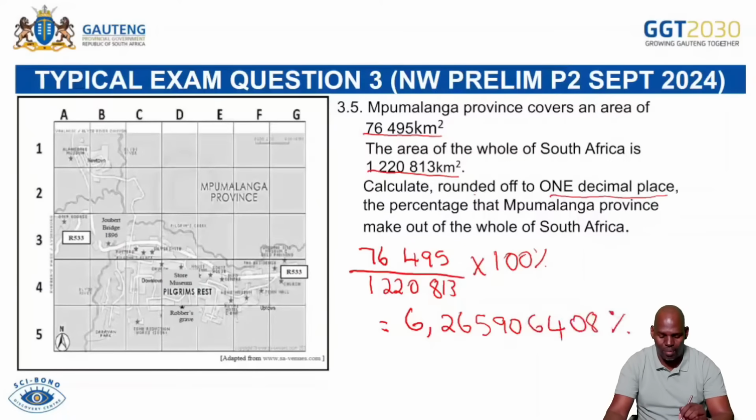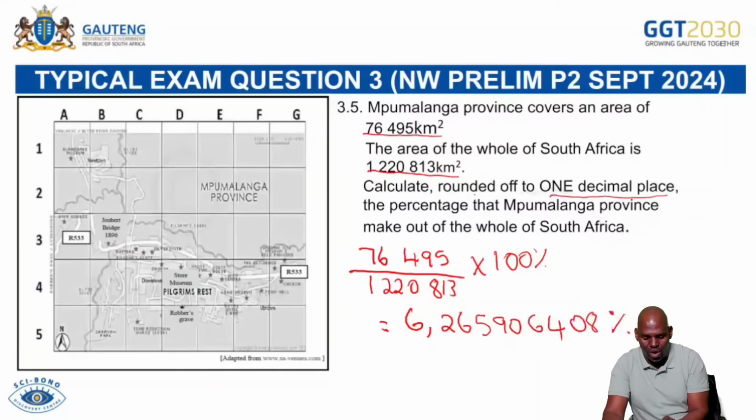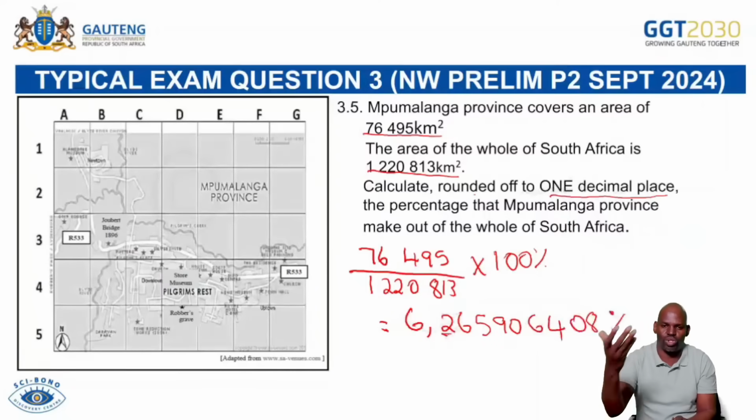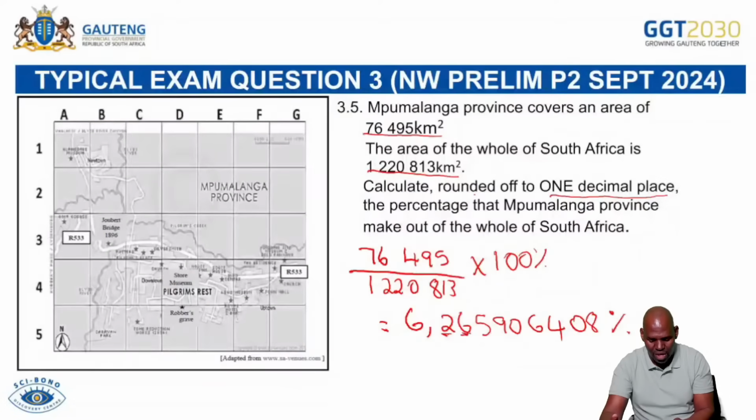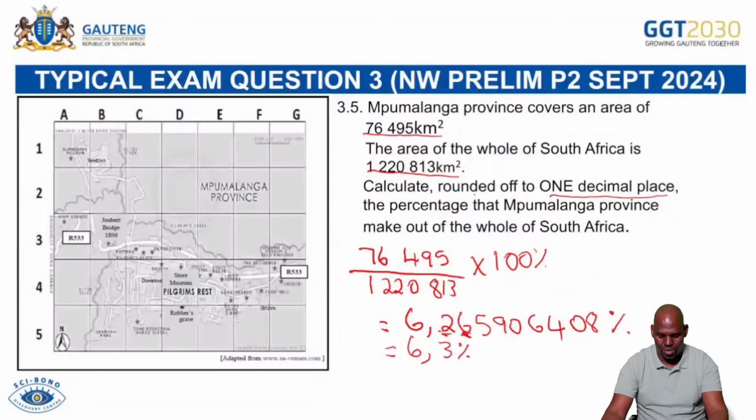But I must also be careful. I must check in the question, because they said rounded up to 1 decimal place. If I have to round it up to 1 decimal place, it means I must keep 1 digit after the comma. 6,2. Am I going to leave this as 2, or is it going to change to 3? That will depend on the third digit. If the number next to 2 is 5 or more, then this will change to 3. But if it was less than 5, the 2 would remain the same. So the answer is 6,3%. There is a mark specifically for rounding. If you leave it at the original answer, you're going to lose 1 mark.